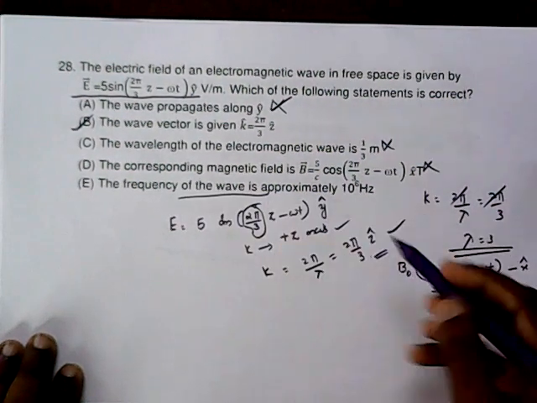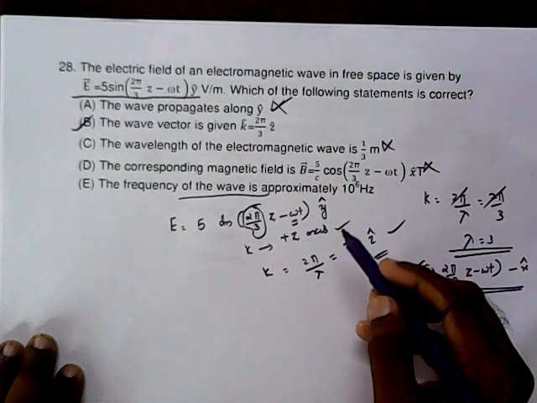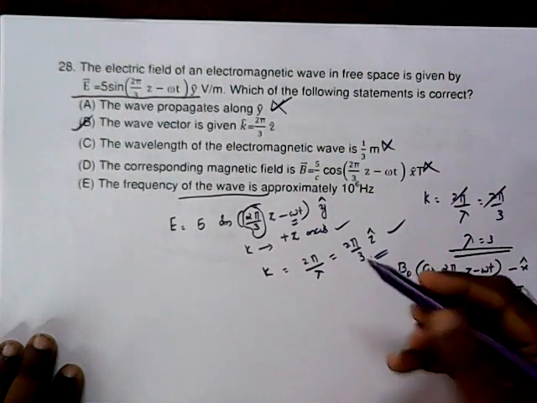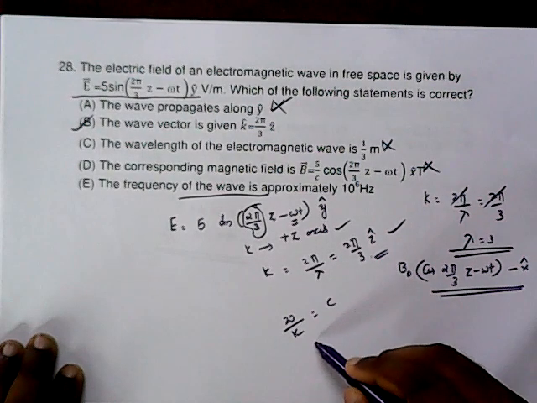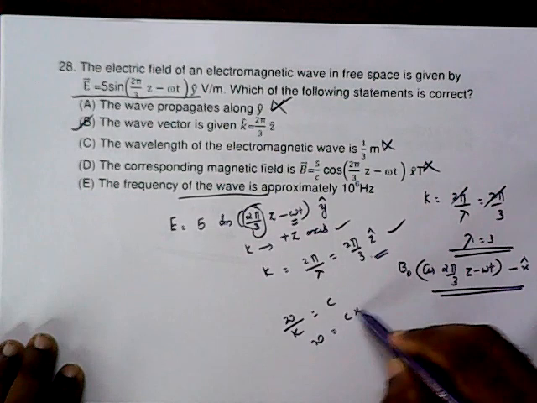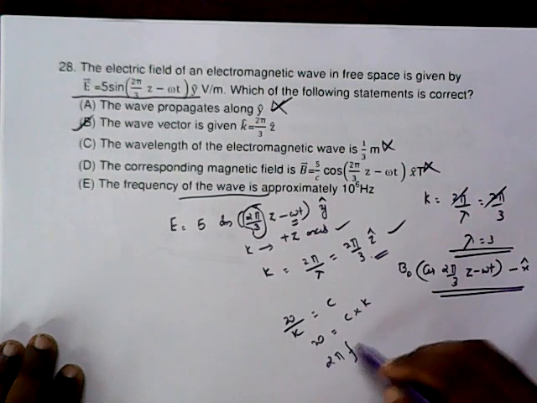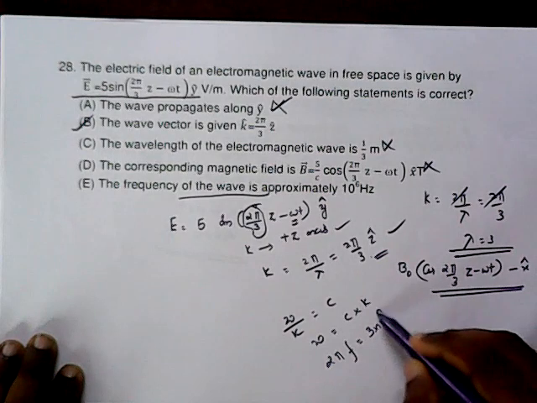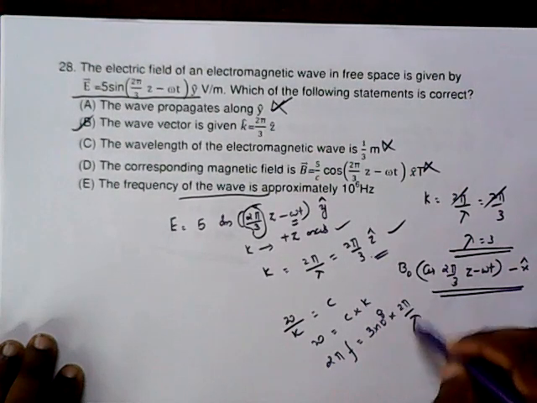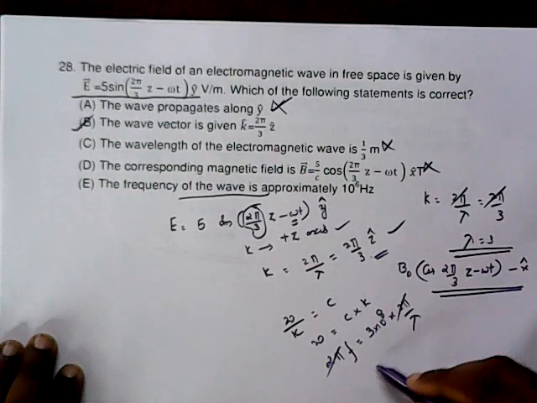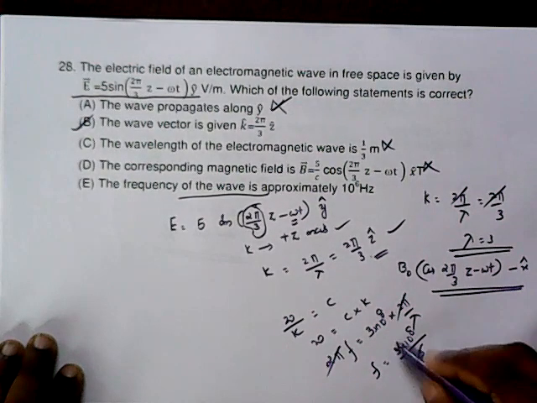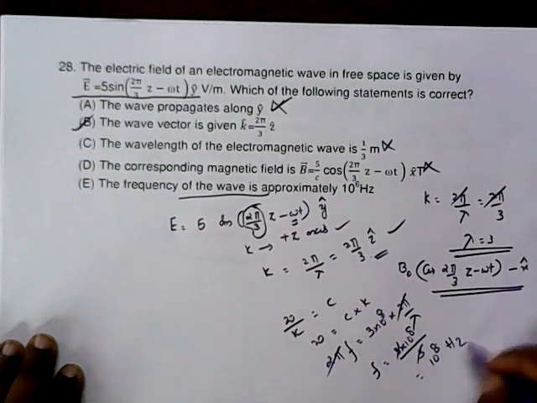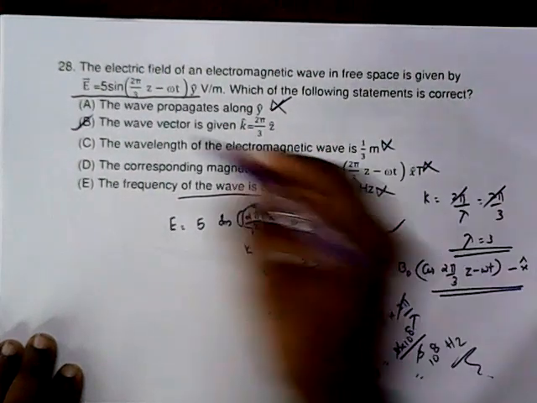How can we find the frequency? It is not given, so how can we find it? You know, ω by K is nothing but the speed here. So ω is equal to C into K. ω is 2πf, that is equal to C, which is 3 into 10 raised to 8, into K as 2π by λ. So 2π cancels, and you get f equal to 3 into 10 raised to 8 divided by λ as 3. So you get the answer as 10 raised to 8 hertz. So that is wrong. So our answer is B.